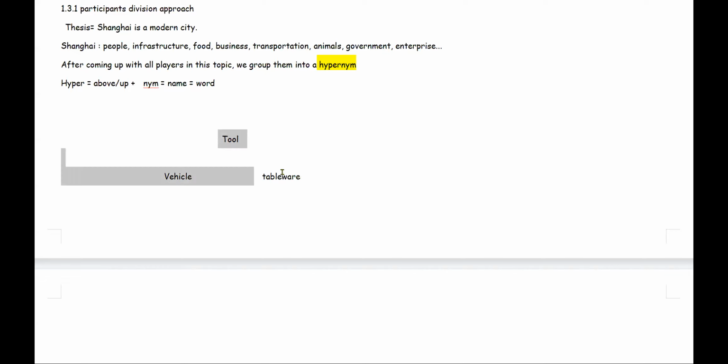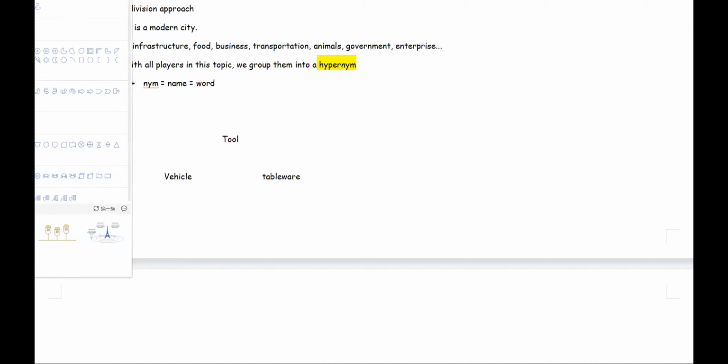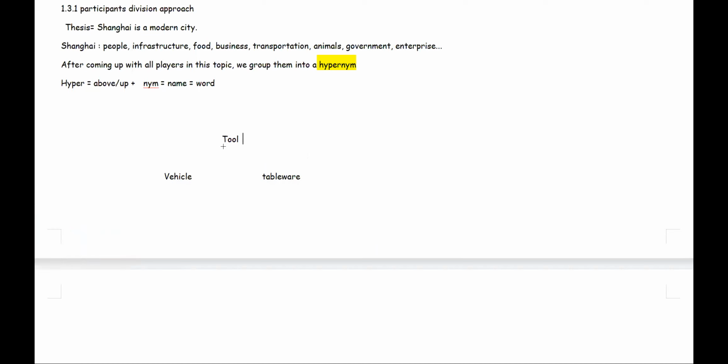We have two generations, you see? So far we have two generations, right? So in this case, you will say relatively, tool is the hypernym of vehicle. You should go like that, okay. And at the same time, you can also claim that tool is the hypernym of tableware. Well, that's relatively.